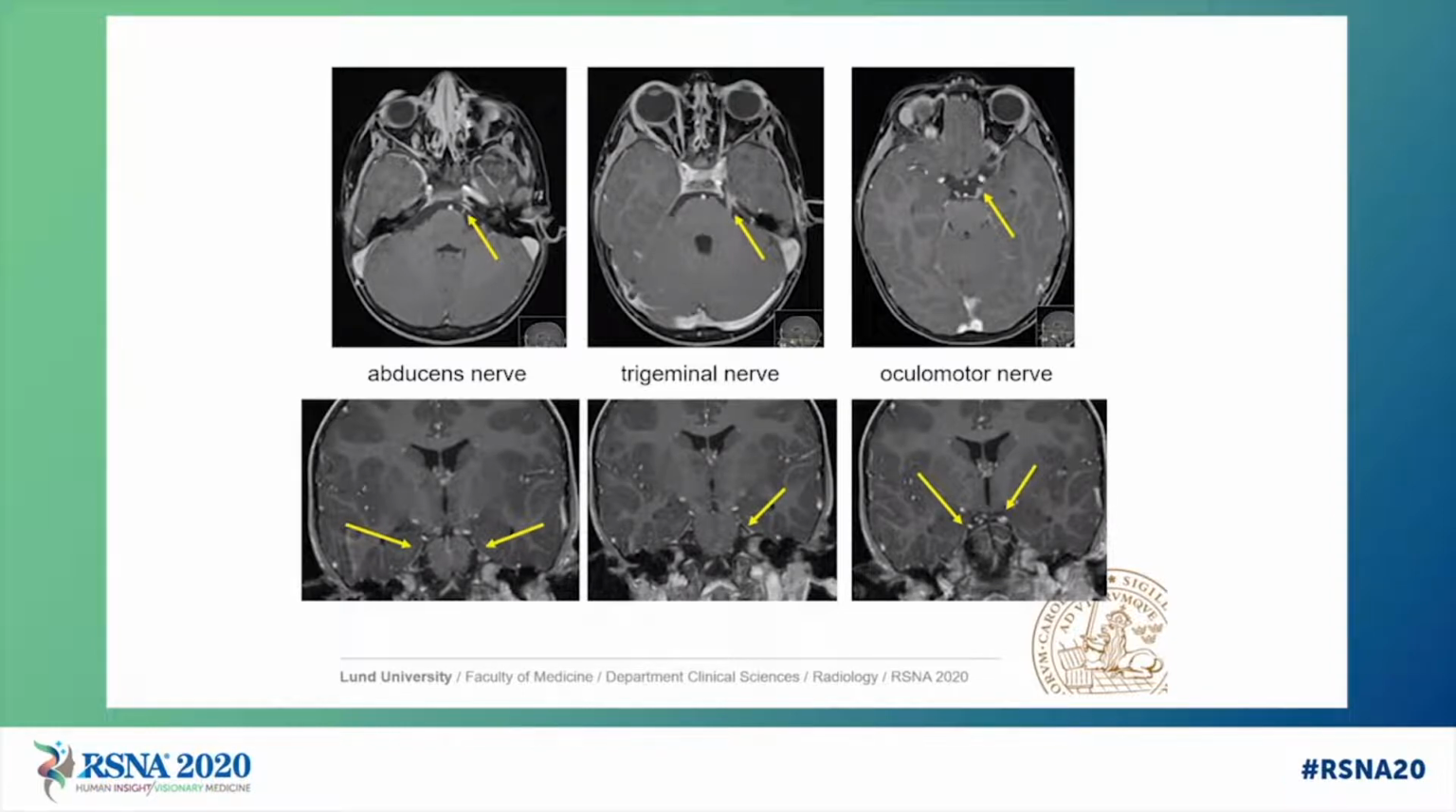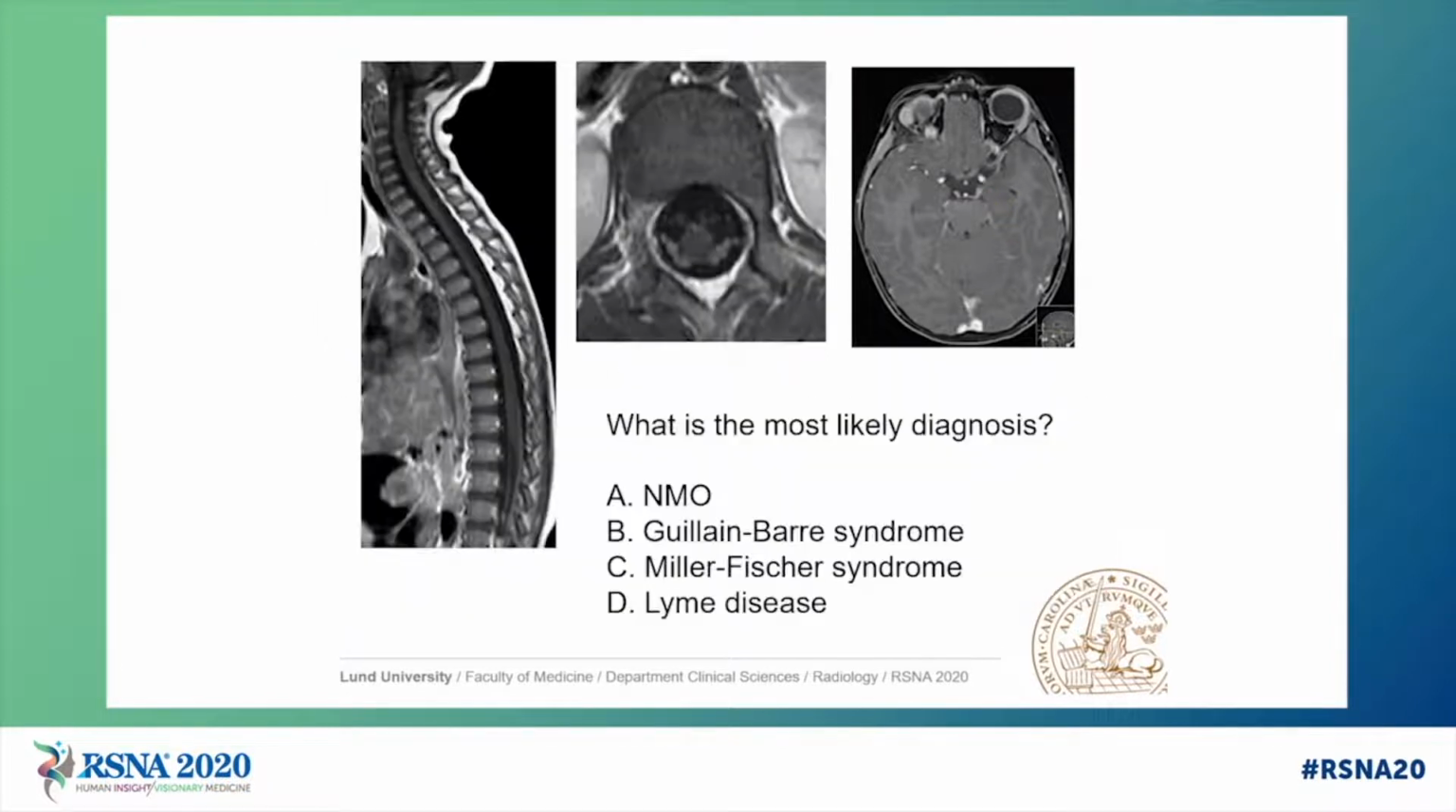If we are looking at this patient's brain, you could see that there is pathological contrast enhancement of several of the cranial nerves. So what is the most likely diagnosis in this case? NMO, Guillain-Barré, Miller-Fisher syndrome, or Lyme's disease? It is a case of Miller-Fisher syndrome.